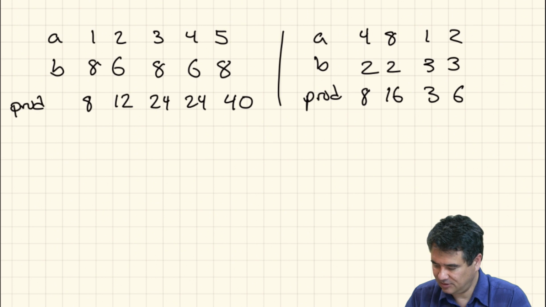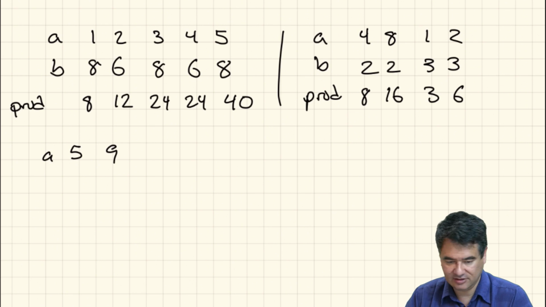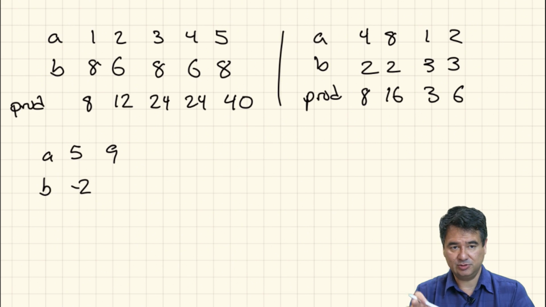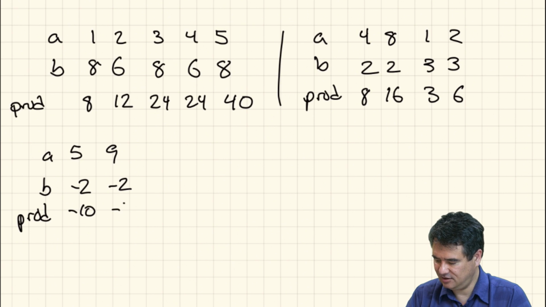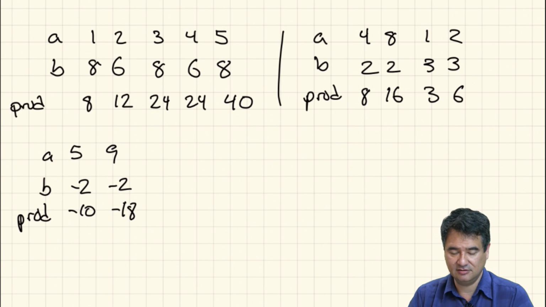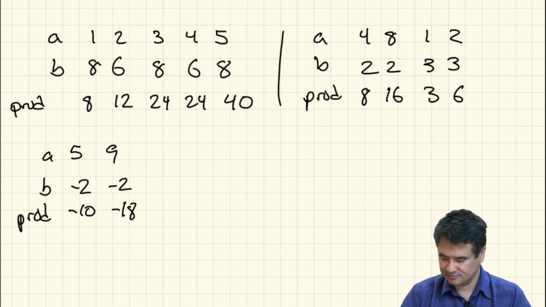And then the third example that was on the screen was A is 5 and 9, B is -2, and so what we need to do is we need to repeat B as many times as necessary to fill it out. And so the product is going to be -10 and -18 for that one.